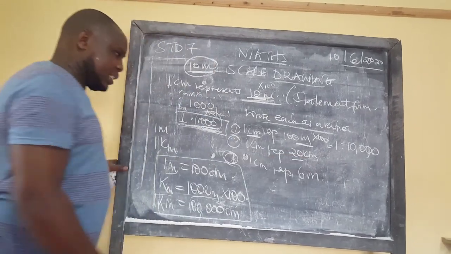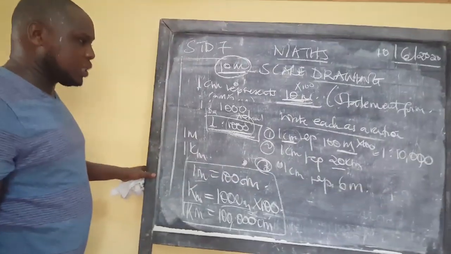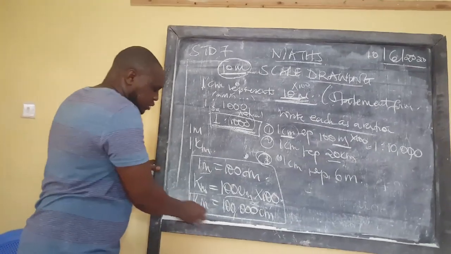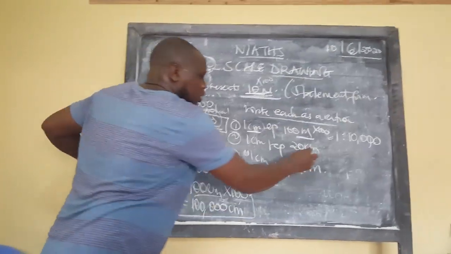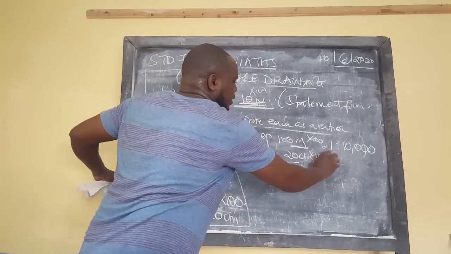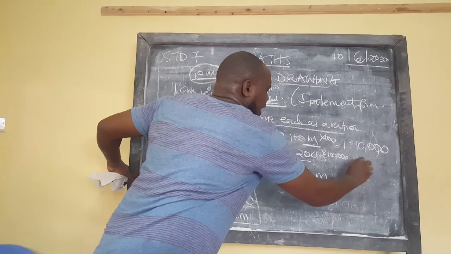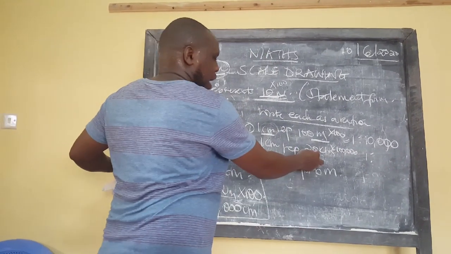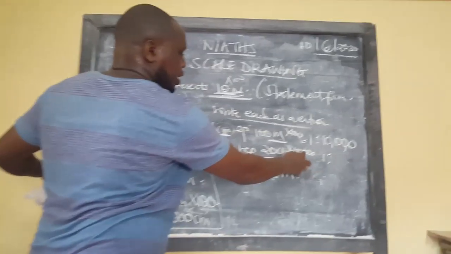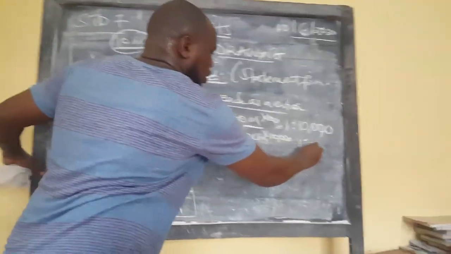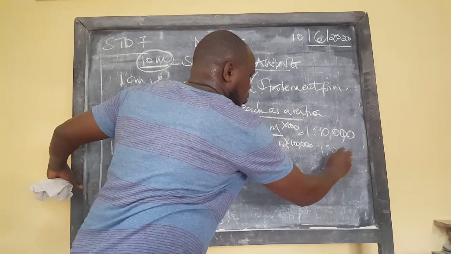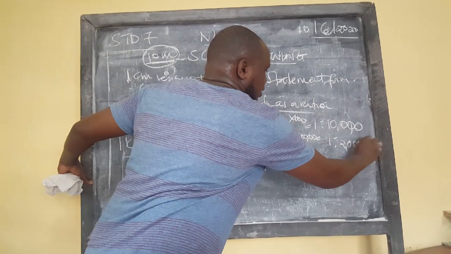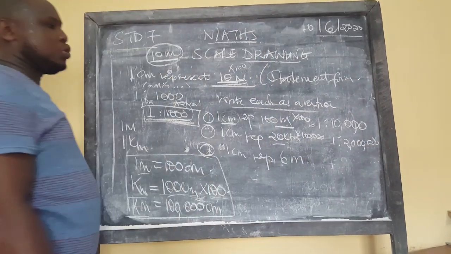We are changing kilometers to centimeters. So whenever we're changing kilometers to centimeters, we multiply by 100,000. So times 100,000, and this will give you 1, 2, 3, 4, 5, 6. Then that is 2 million centimeters. So 1 is to 2 million.